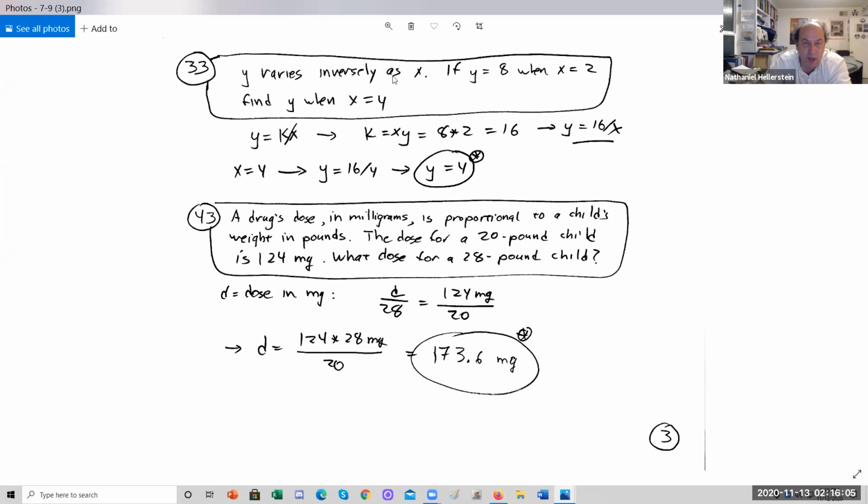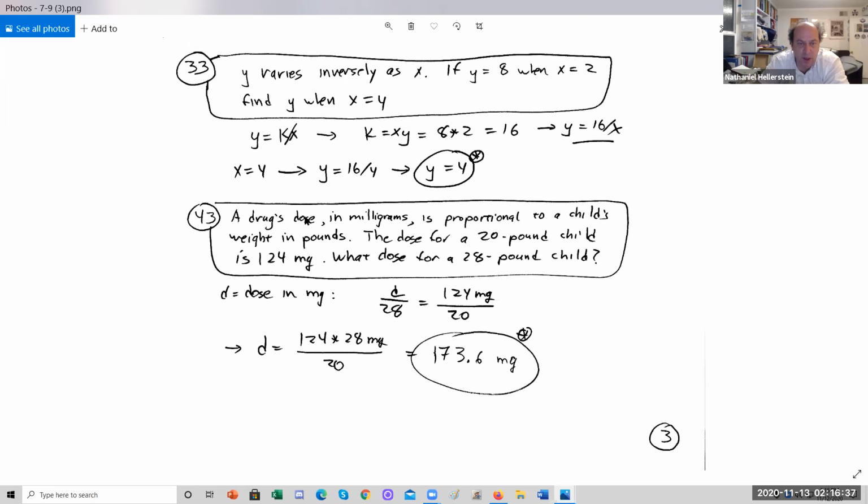Here, y varies inversely as x. Y equals 8 when x is 2, so what is y when x is 4? Okay, inverse variation means y equals k divided by x, which means that k equals the product xy. Here with 8 and 2, you multiply it out, k is 16, so y equals 16 divided by x. That's the full relation. Now when x is 4, y equals 16 over 4, or y equals 4, and that solves this problem.